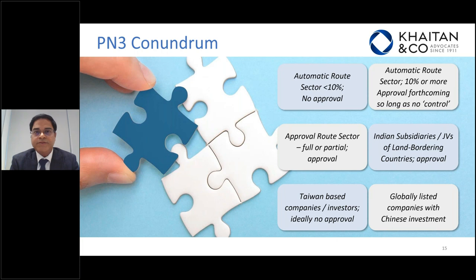Now, for direct investment in the Indian subsidiaries or in the joint ventures by an investor who is located in any country which shares a land border with India, an approval requirement gets triggered under Press Note 3. This is a very important aspect with respect to PN3, and we receive a lot of questions on whether Taiwan is covered under Press Note 3 or not.